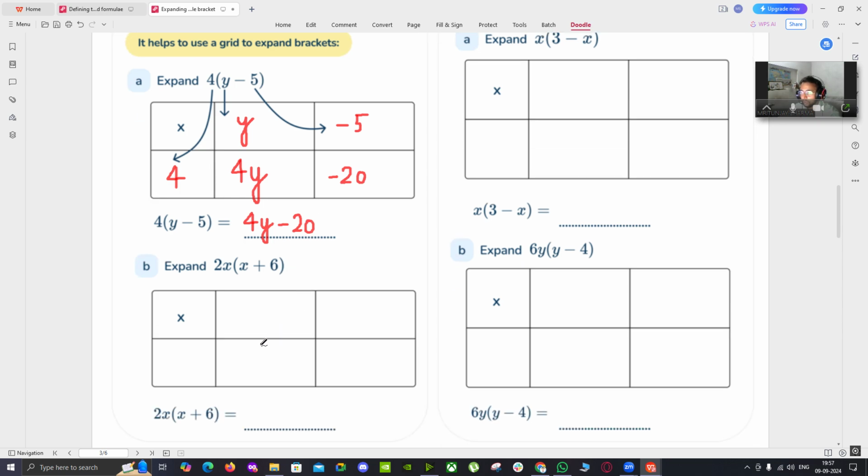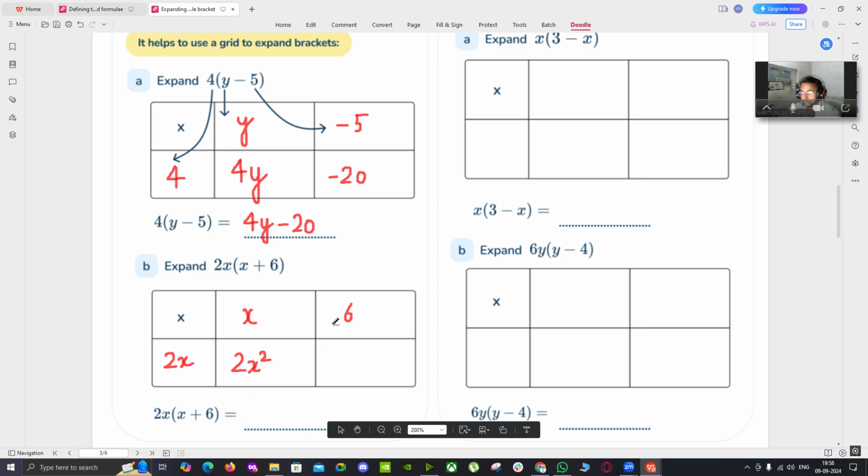Now let's give one more question a try. Expand 2x bracket, x plus 6 bracket close. Now the first term, which is outside the bracket, we will write it down here, and the two terms which are inside the bracket we will write down here, x and 6. Now we will multiply them one by one. What we have here is 2x times x. Now that the variables are the same, they will be squared. So it will be 2x squared.